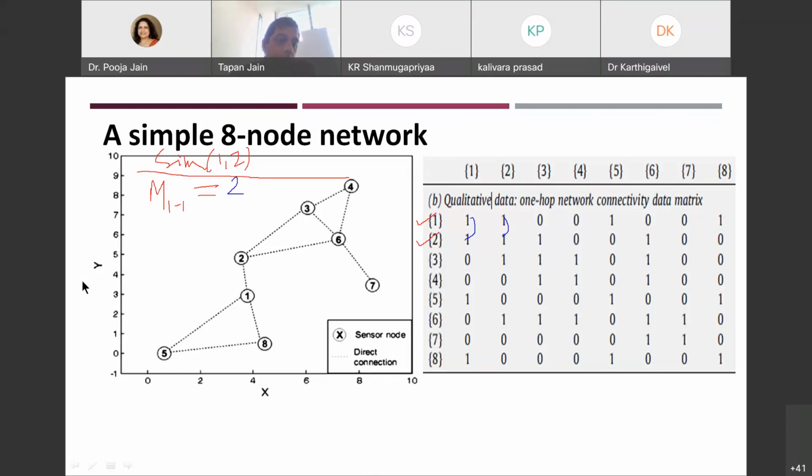Now calculate the value, let's say, M10. M10 is 1 and 2. So this value is also 2. And then the transition value is, let's say, M01. M01 is transition is 1 and 2. So 2, 2, 2.